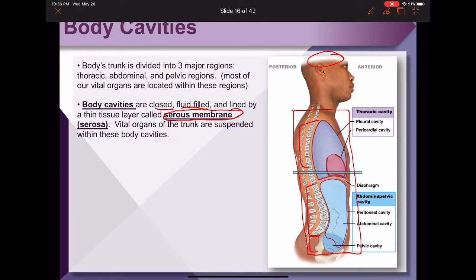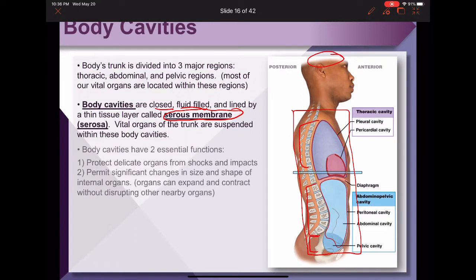So these body cavities are areas where your vital organs of the trunk are suspended. So that's why a lot of times some of these structures are anchored to the body, either via ligaments or via the serous membrane that helps keep them in place relative to each other. Now, the body cavities have 2 essential functions. First is that they protect delicate organs from shocks and impacts.